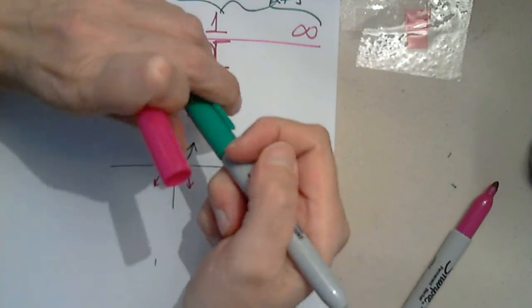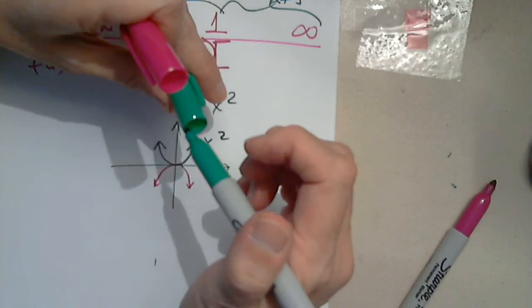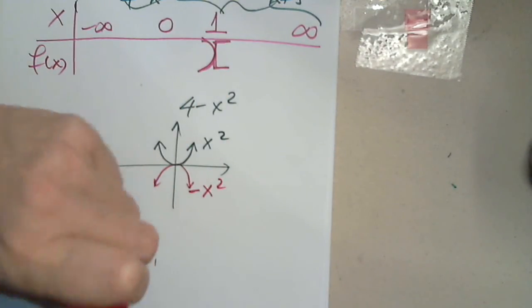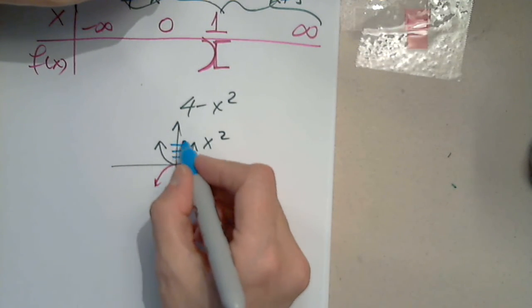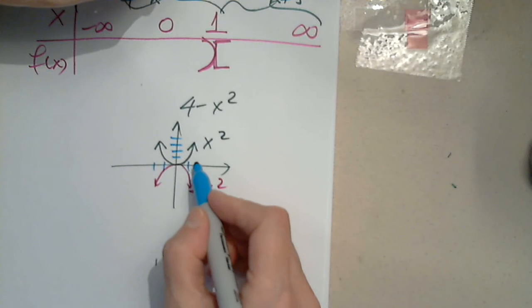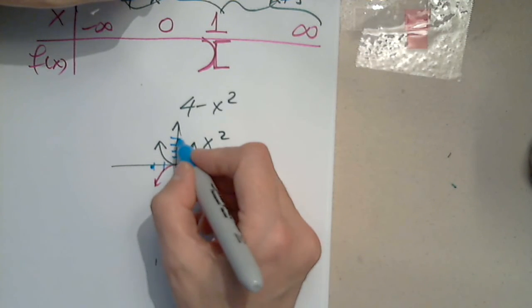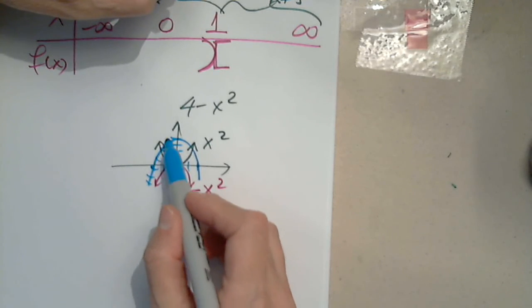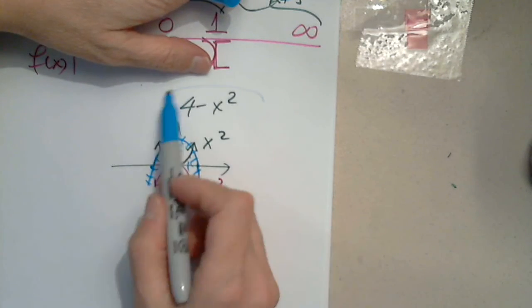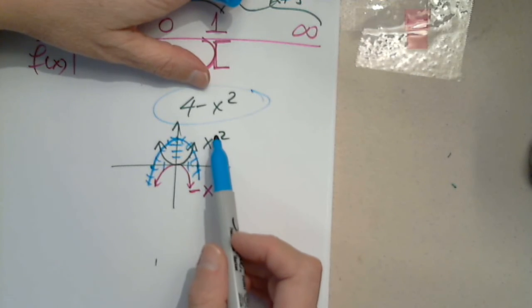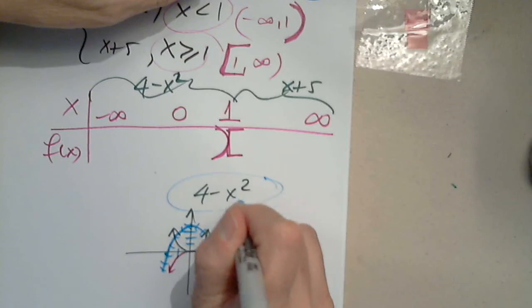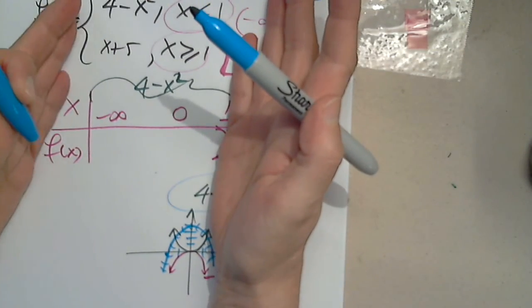So, sorry, I should have written this as x squared. Then I know that this is a reflection, negative x squared. And then when I graph up 4, then it crosses at 2 and negative 2. We know that. So this will be the graph, the entire graph of 4 minus x squared. But who cares? We can only graph this function between negative infinity and 1.